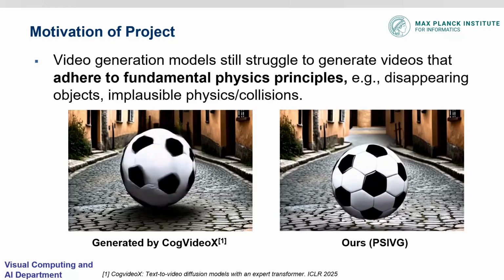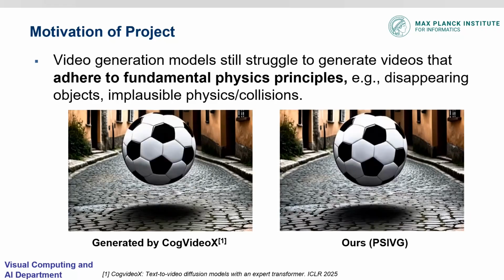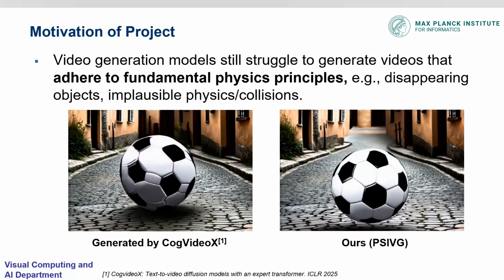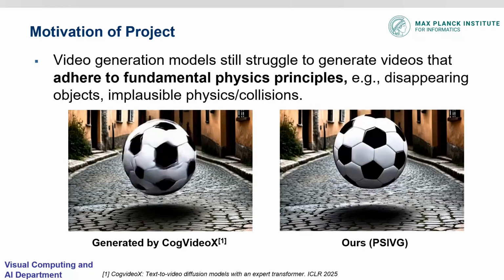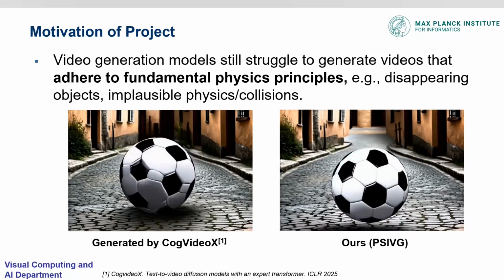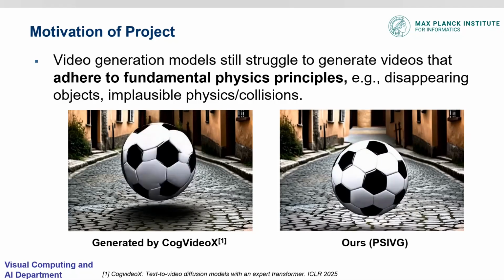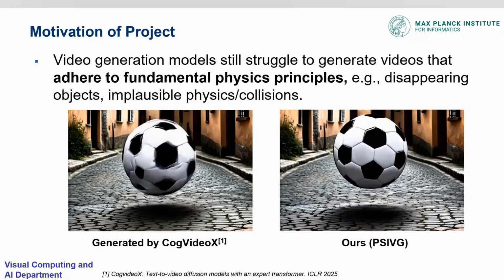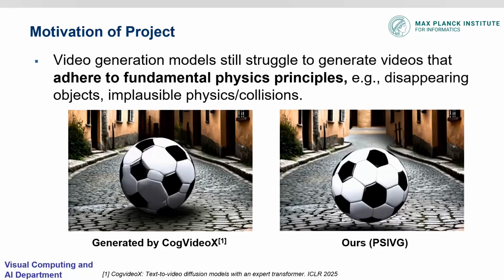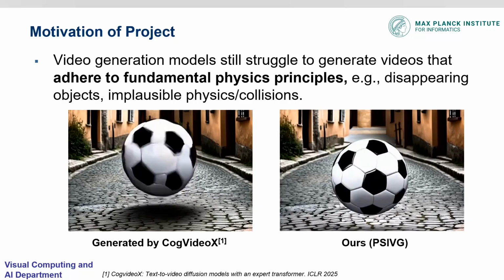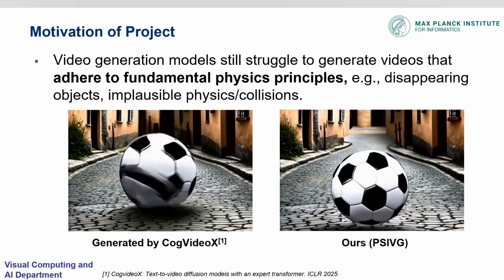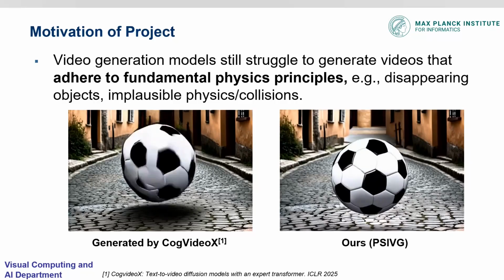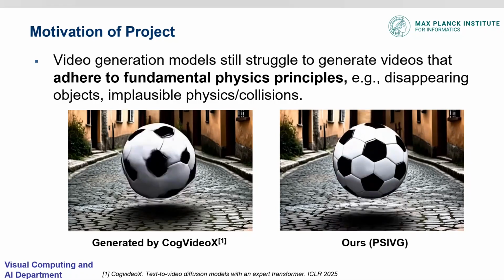Recent video generation models have made remarkable progress in visual quality. However, they still often struggle to follow fundamental physical principles. Objects may disappear, collide implausibly, float, or move in ways that violate gravity and inertia. In the example shown here, the baseline produces unrealistic behavior, while our method generates motion that is more physically plausible. This motivates our work on improving physical consistency in generated videos.